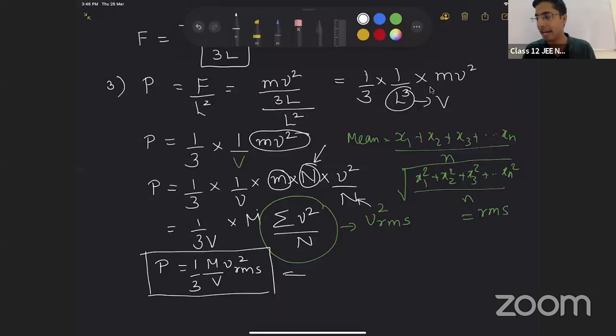So P is 1 by 3 into M by V into V RMS square. This is where we stopped the last class. I see many of you now raising some doubts. Let me see.